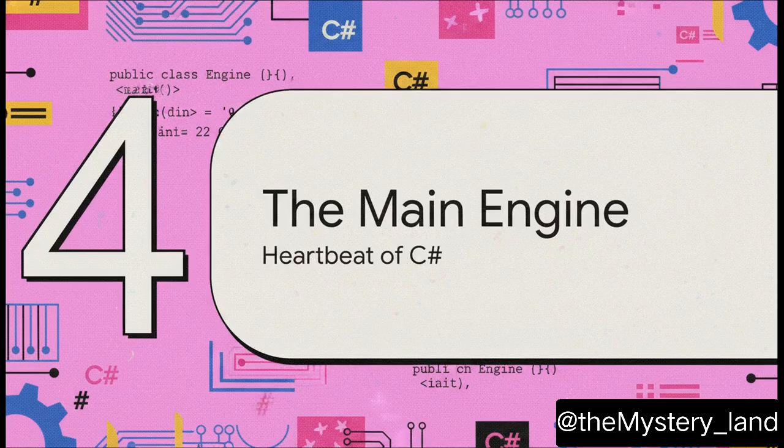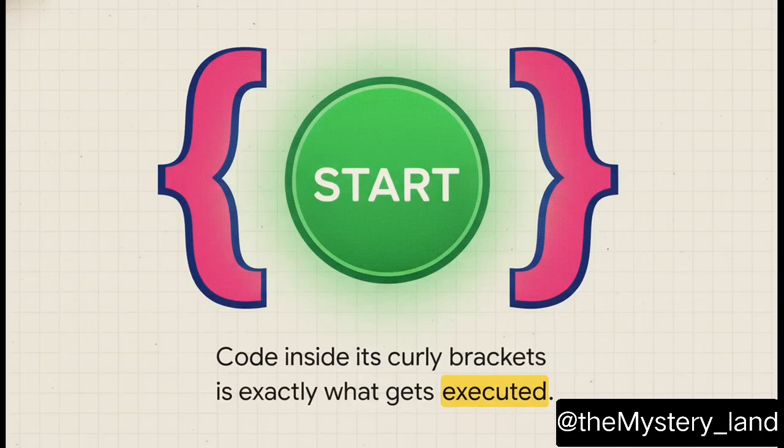Down to section 4, the main engine. So, we've built the outer frame of our vehicle, and now we are zooming straight in on the absolute heartbeat of the C# architecture. This is the Main method. Notice the capital M. This is another thing that almost always appears in a standard C# program. The machine specifically scans your code looking for this exact word, Main, because it acts as the starting line of the race. Any code packed inside its curly brackets is exactly what gets executed when you run the program. It's the engine block. Without it, the car just doesn't start.